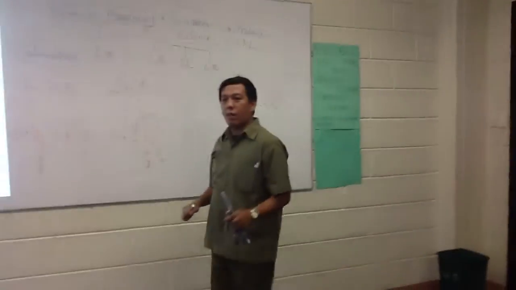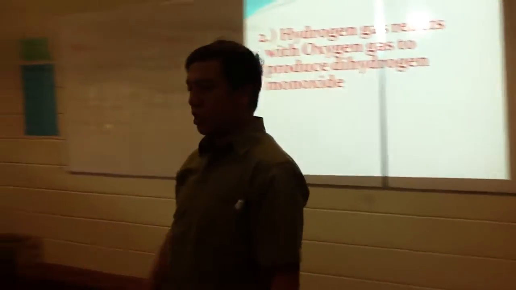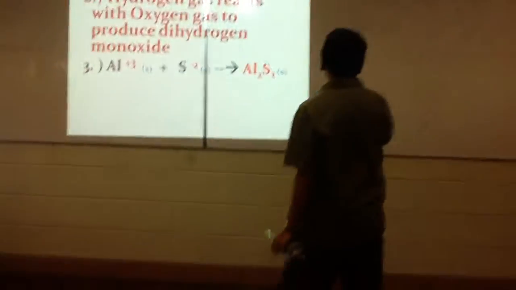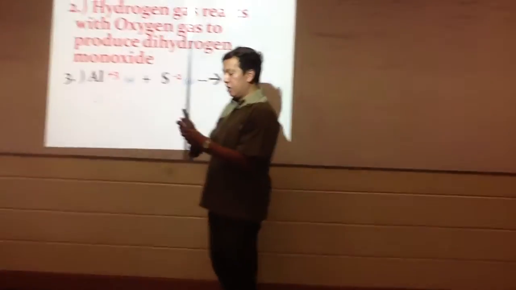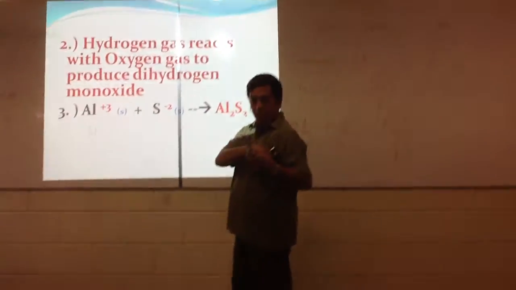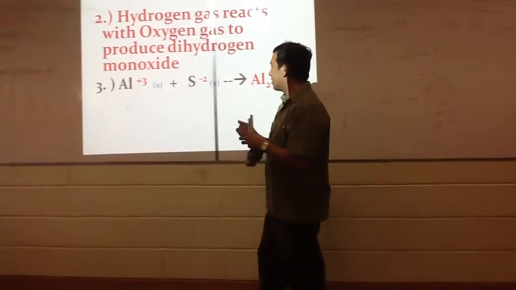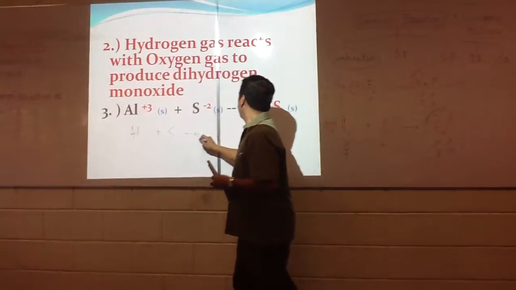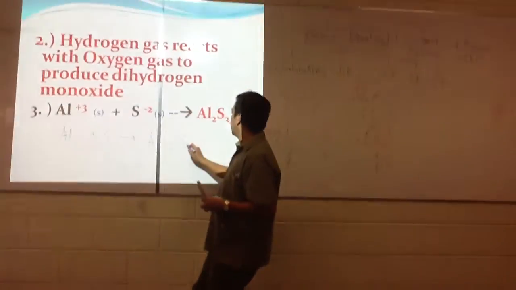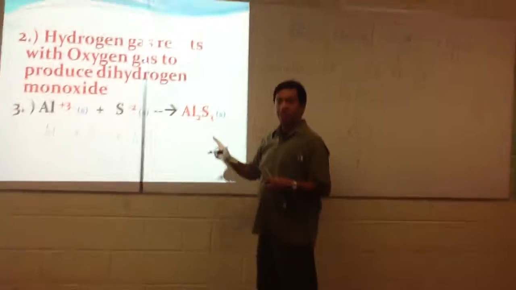Okay, thumbs up. What about example number 3? Let's talk about number 3. Aluminum plus sulfur. Let's try to have aluminum here. Aluminum. I'm going to write the equation. So we have aluminum plus sulfur will produce Al2S3. Take note. The products have been predicted.